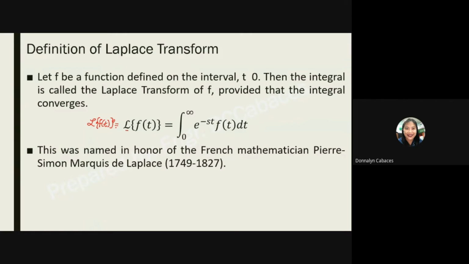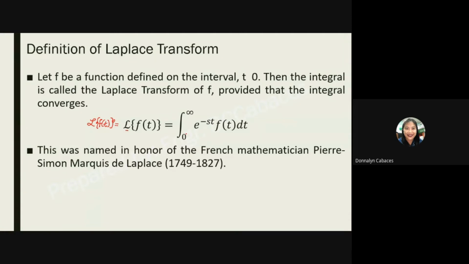The name Laplace was named after the French mathematician Pierre Simon Marquis de Laplace, 1749 to 1827. But in our class, I will not ask you to derive the Laplace transform of some elementary functions which are already known. In case you forgot the Laplace transform of elementary functions, then you can use this definition. But for now, in our class, I will allow you to use the table of some elementary functions and their Laplace transform.